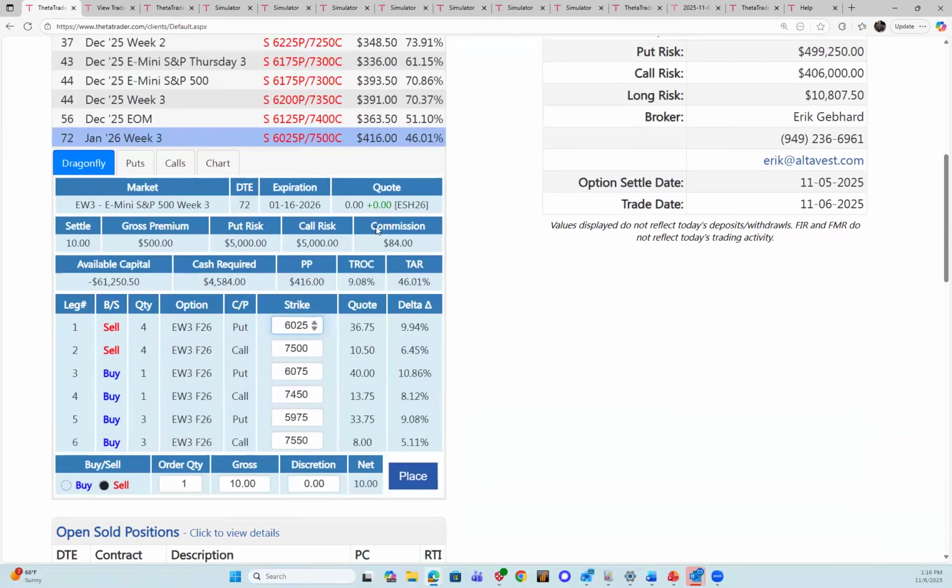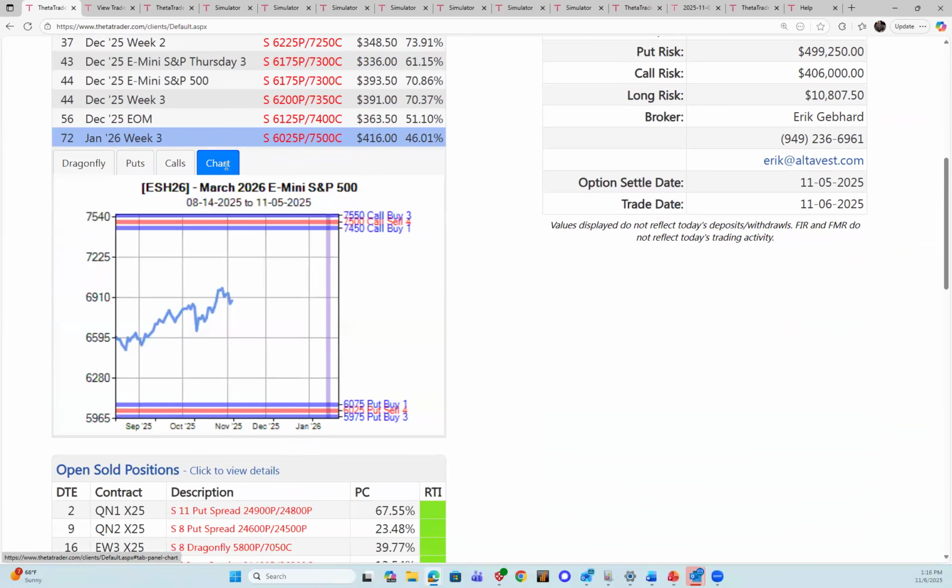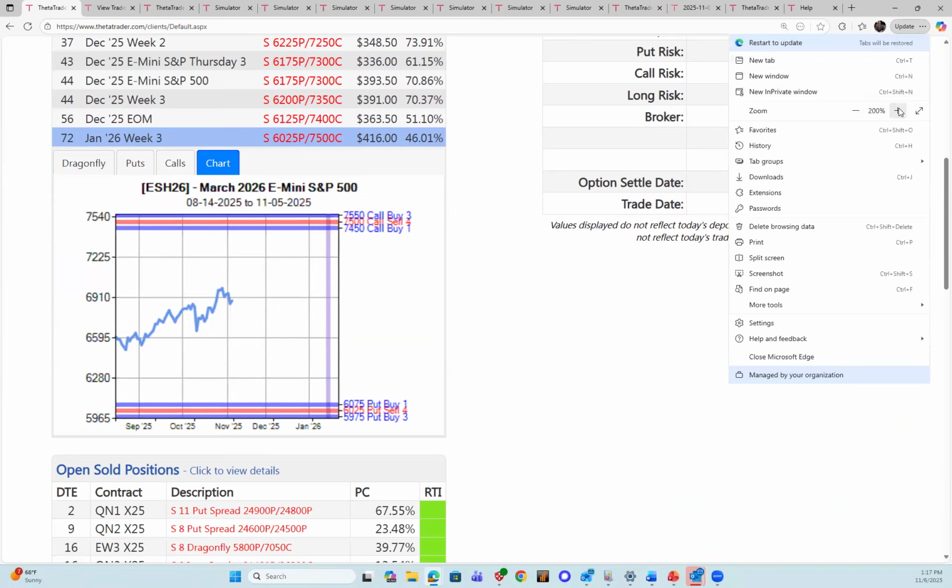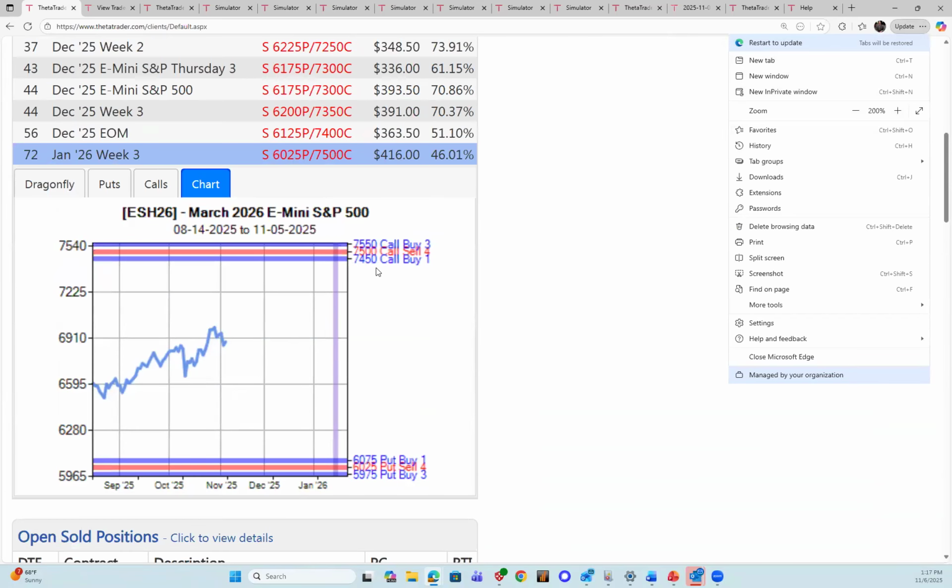So the first thing I like to do is look at a graph of the position, and this might help explain the dragonfly a little bit better. Let me zoom in. So you'll see the quantity you're selling, 4 calls, and that's the red line. You buy 3 further out of the money calls. That's that higher blue line. And then the one blue line here is where you buy one additional call. So you sell 4 and you buy 4. So you're completely covered. These are not naked strategies.